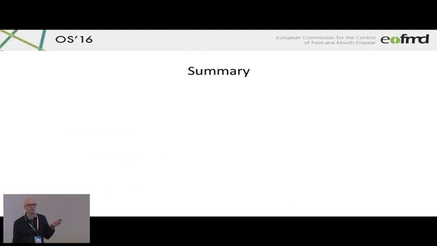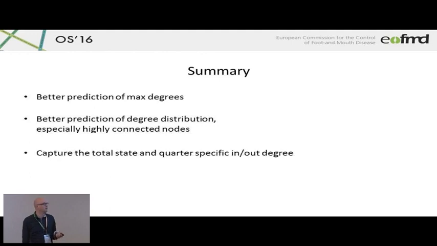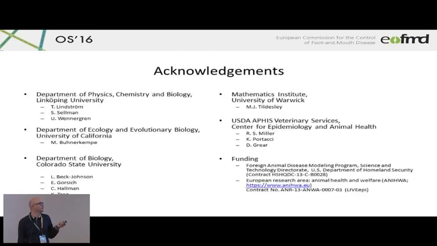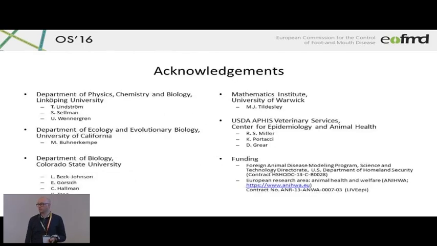So to summarize, USAMM version 2, especially the most complex model, gives us a better prediction of the maximum degrees. It gives us a better prediction of degree distributions, especially on highly and medium connected nodes, and these would probably be the most important in the case of an outbreak. And it captures the overall in and out degree quite well on the state and quarter level. Also, the seasonal effects were a bit less than we anticipated. Thank you for listening.